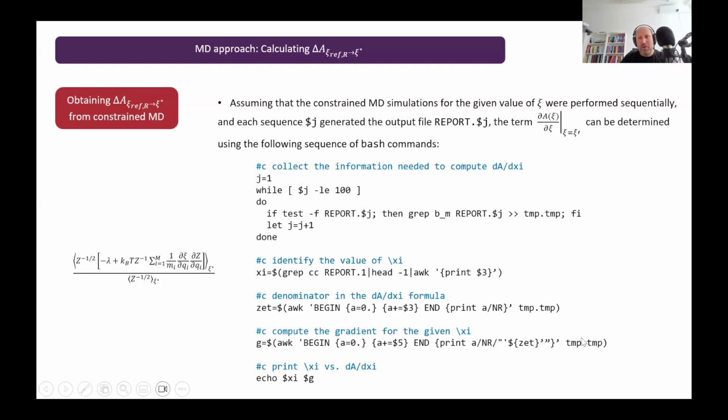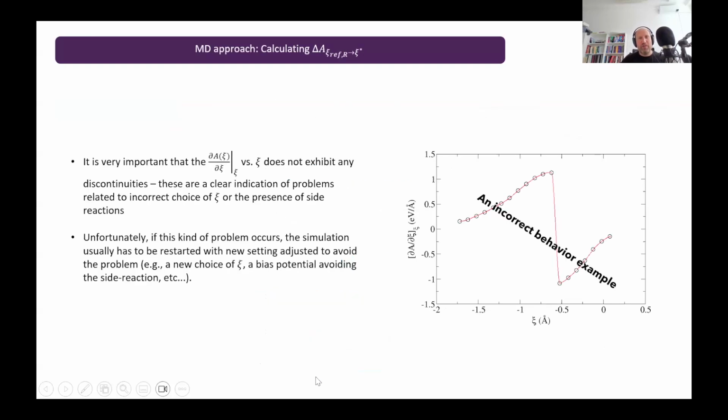So I again use a temporary file, make the average over entry 5, and then I divide the average by the denominator by z, and I get directly the gradient for the point, and I print it. So it's gradient versus integration point, right? Then we need, of course, to repeat this procedure for every single integration point that we are using.